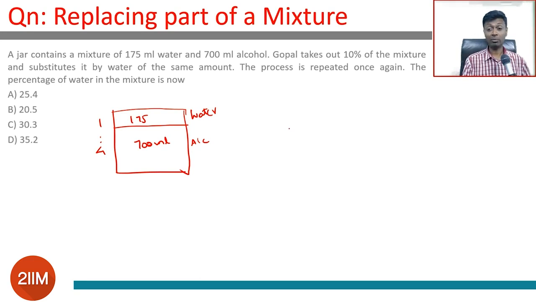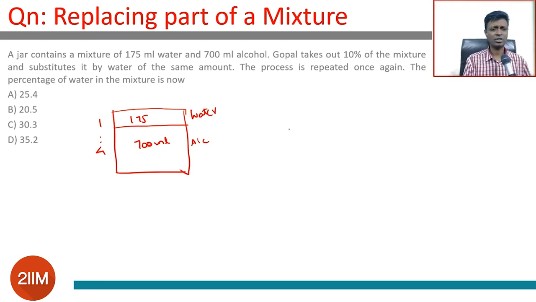Gopal takes out 10% of the mixture and substitutes it with water of the same amount. The process is repeated once again. The percentage of water in the mixture is now found.